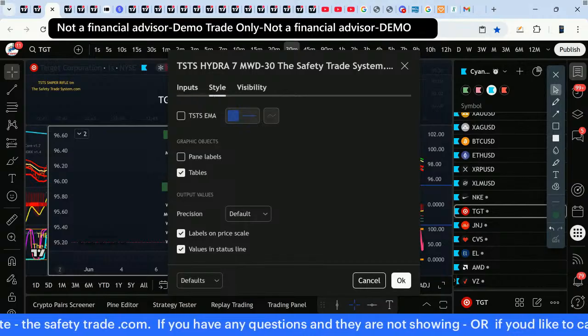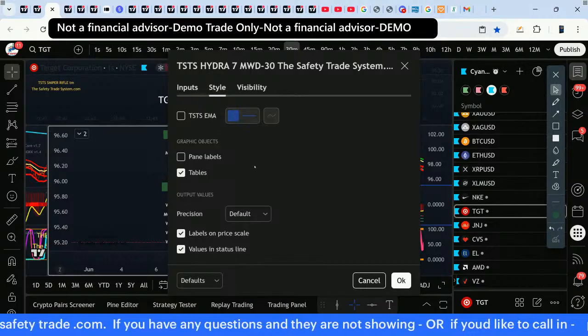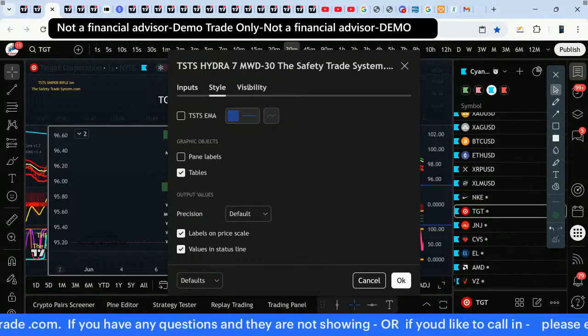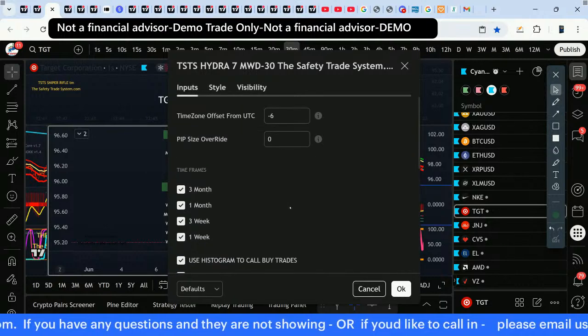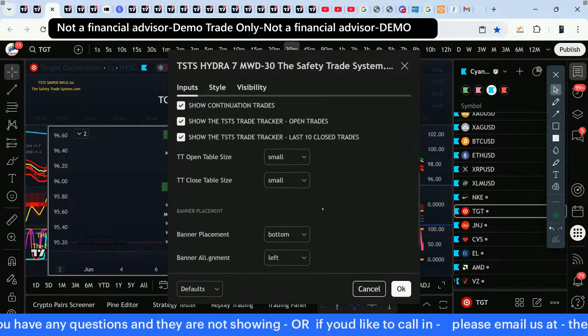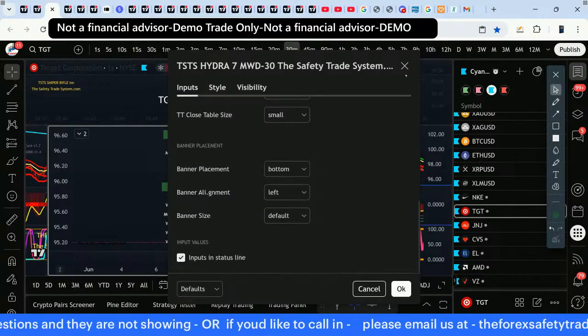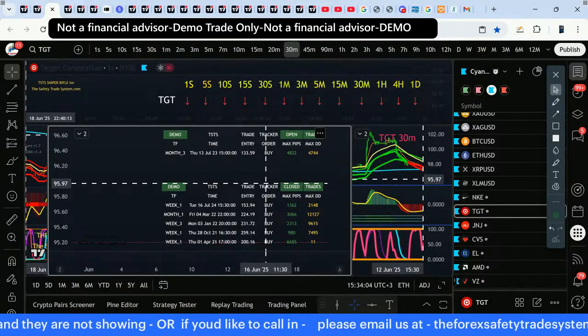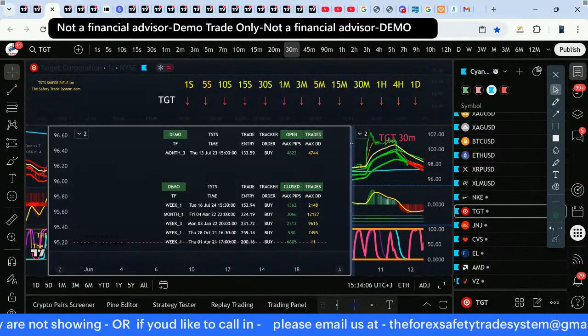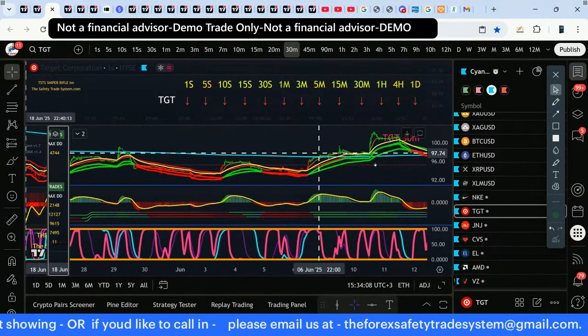Style. Table on price. No. Table size. Nope, we're good. That's fine. But anyway, yes, my system has called out Target correctly and is still calling it out correctly right now.